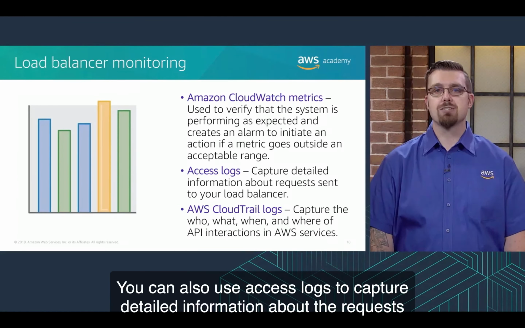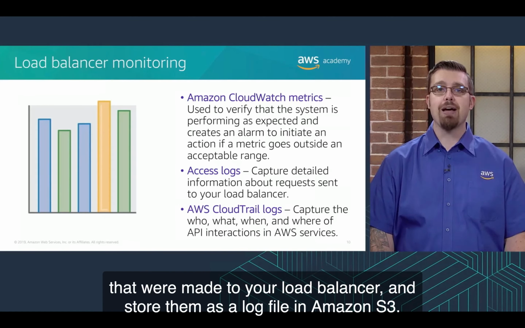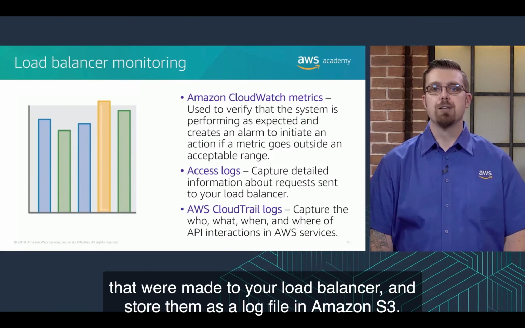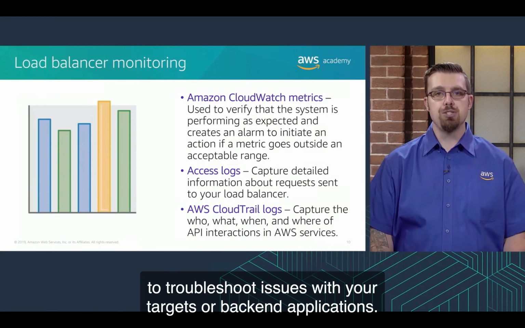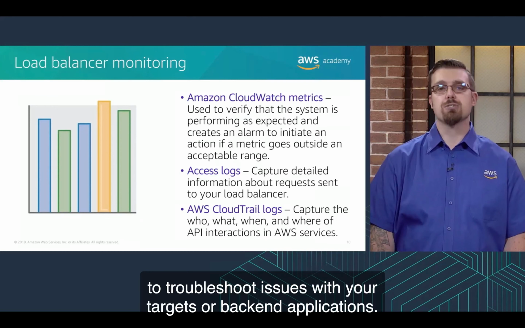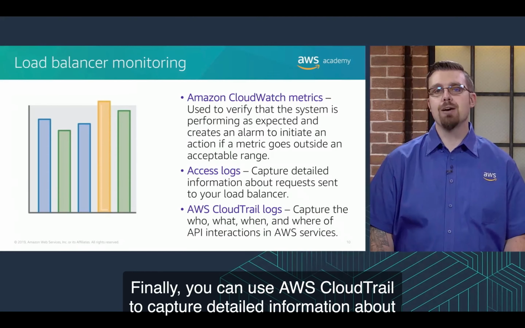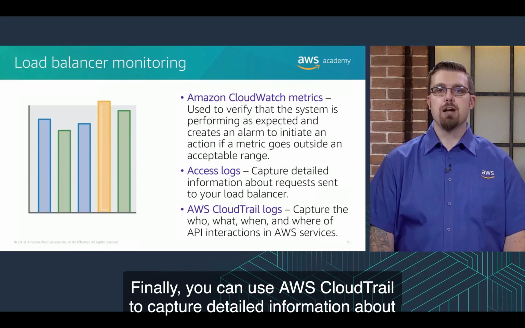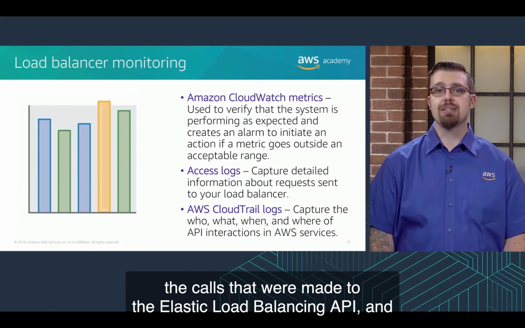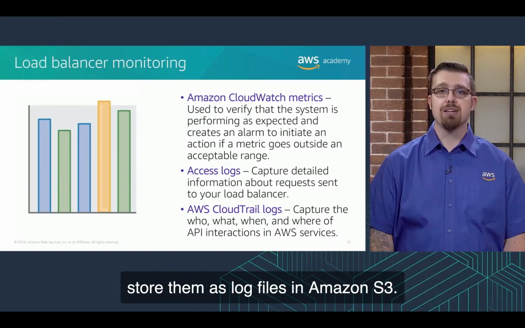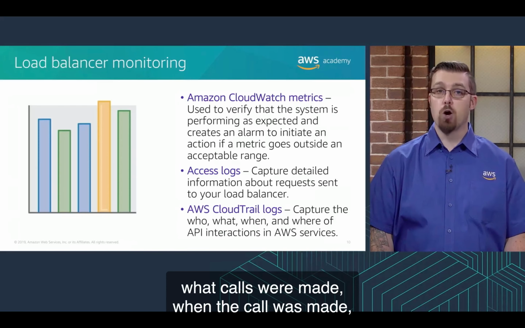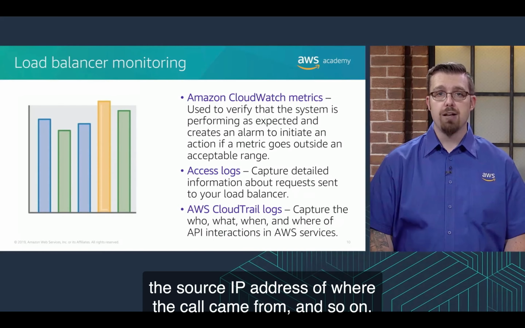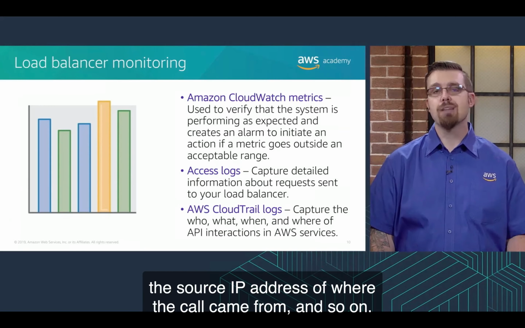You can also use access logs to capture detailed information about the requests that were made to your load balancer and store them as a log file in Amazon S3. You can also use these access logs to analyze traffic patterns and to troubleshoot issues with your targets or backend applications. Finally, you can use AWS CloudTrail to capture detailed information about the calls that were made to the Elastic Load Balancing API and store them as log files in Amazon S3. You can use these CloudTrail logs to determine who made the call, what calls were made, when the call was made, the source IP address of where the call came from, and so on.